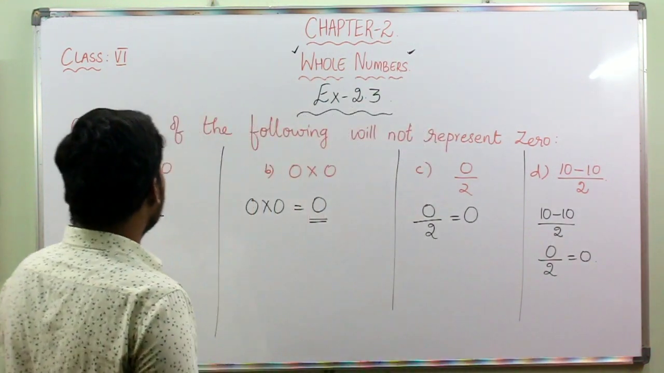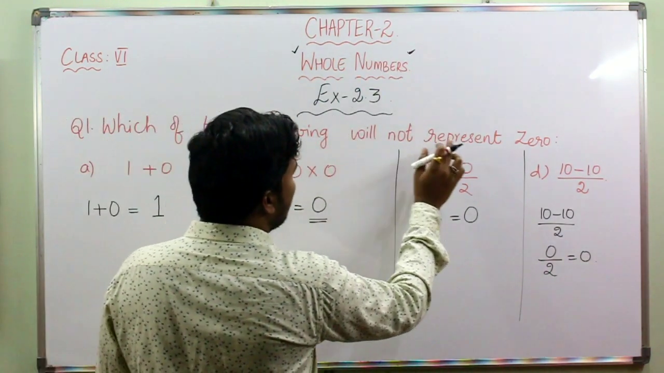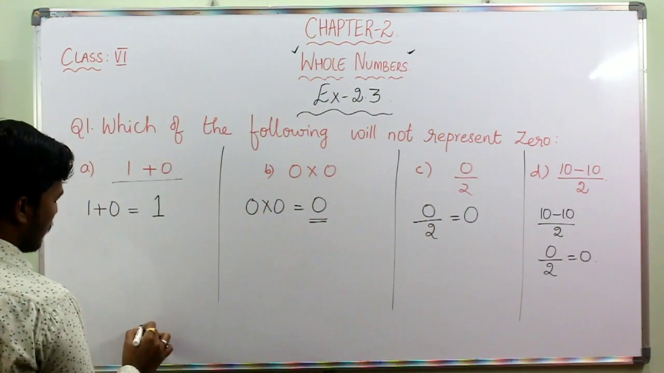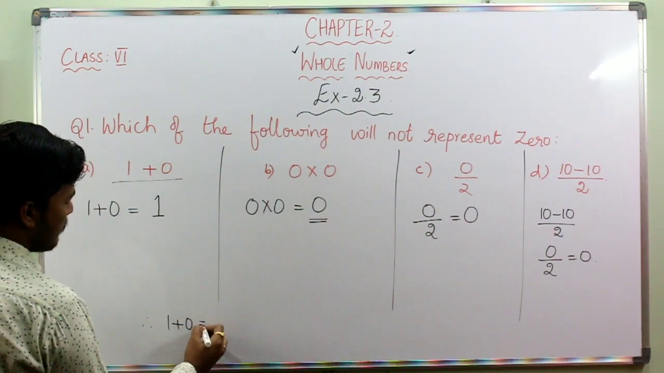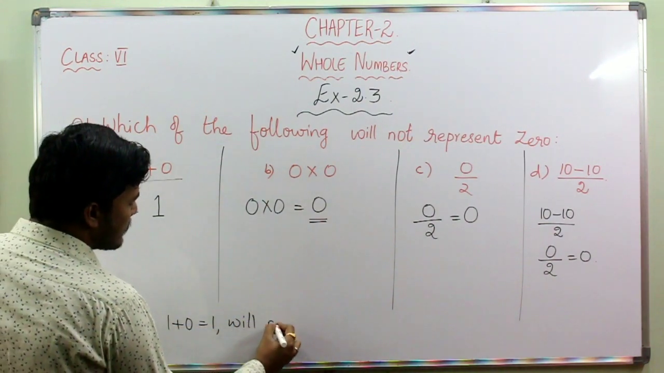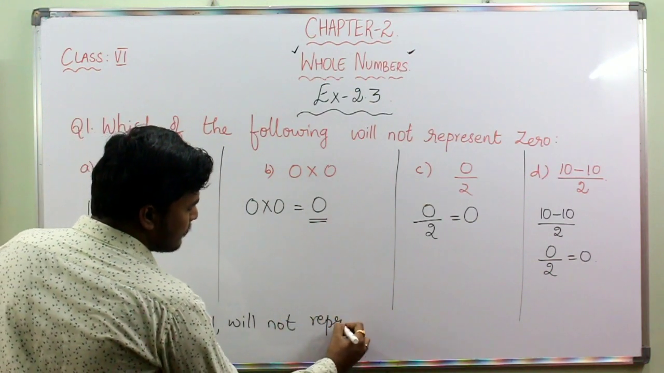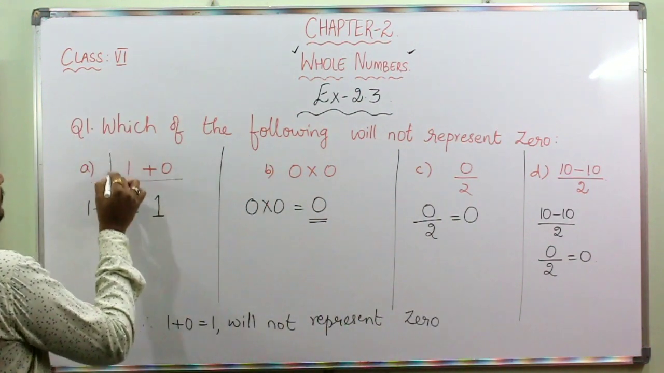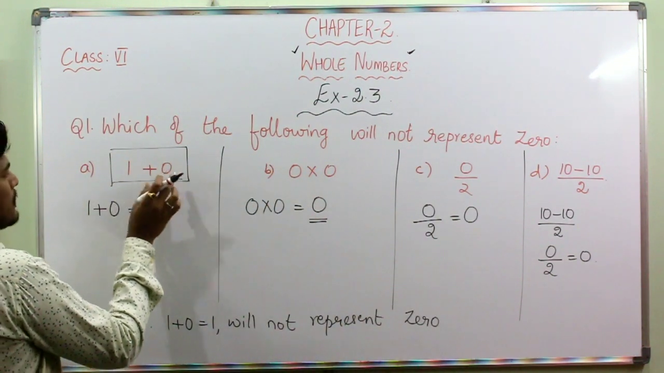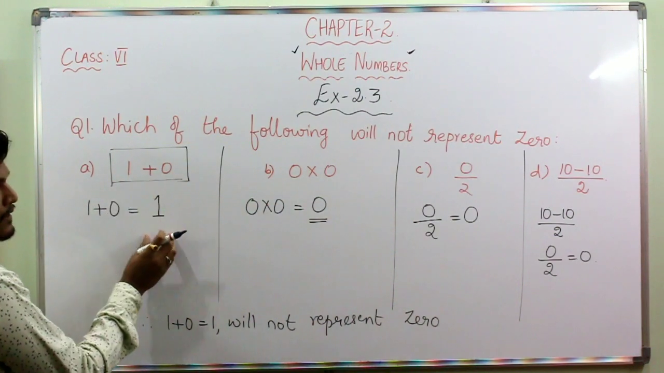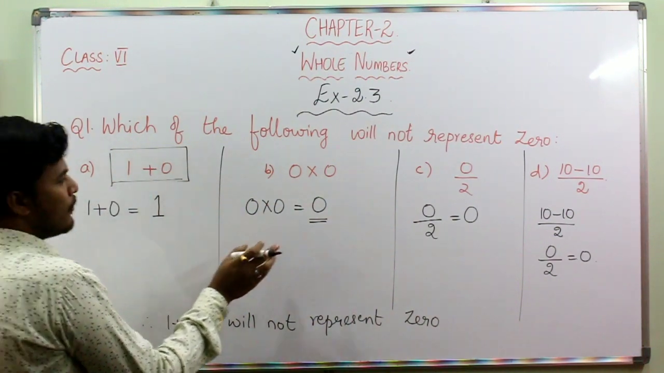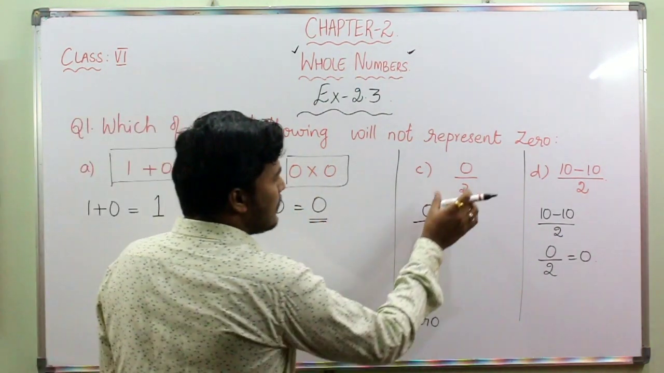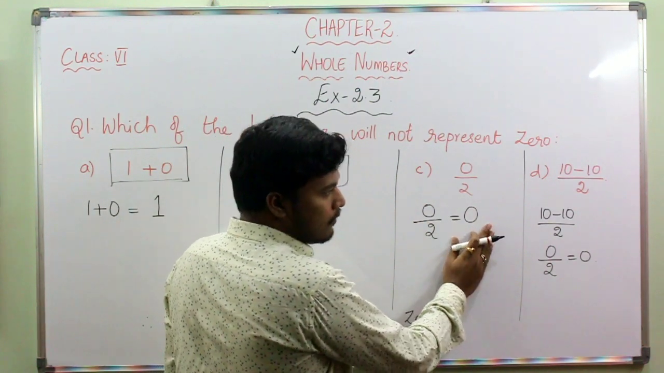So the question is, which of the following will not represent 0? Therefore 1 plus 0, which equals 1, will not represent 0. Here we have to remember this very important point: if 0 is added to any number, we will get the same number as the answer. If you multiply any number with 0, we will get the answer as 0. And 0 divided by any number is also 0.